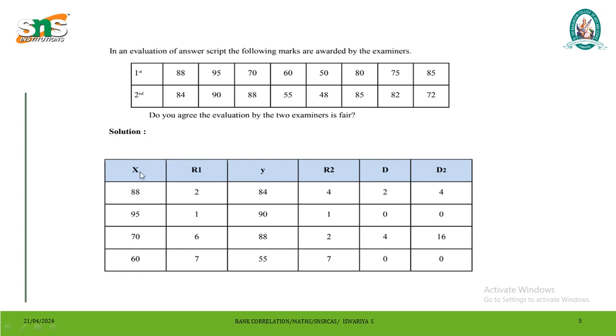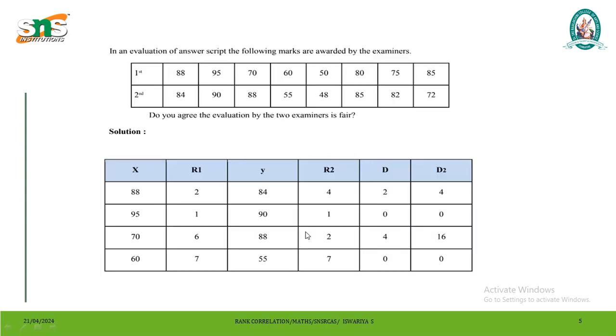First I am going to give the rank for the X data. Here the highest number will be 95. So I give 95 the first rank. After that the second highest number will be 88. So I give the second rank to the number 88. Likewise we have to give rank for all the X data. In the same way we have to give the rank for the Y data also. In the Y data the highest number will be 90. So I give first rank to the 90, and the second highest number will be 88. So I give second rank to the 88. Likewise we have to give rank to all the remaining numbers.